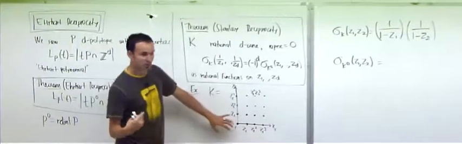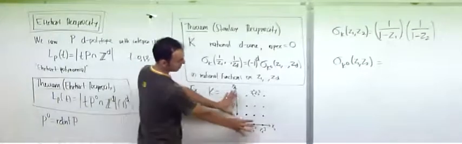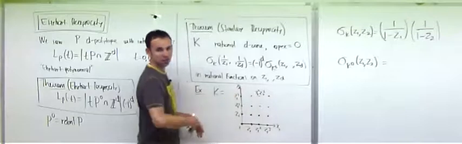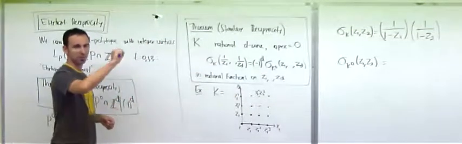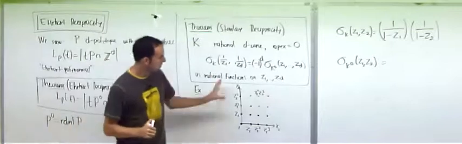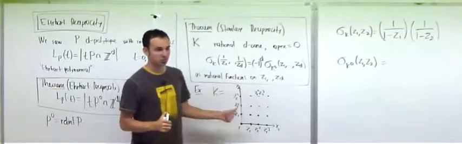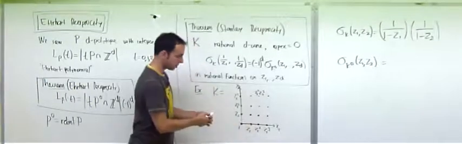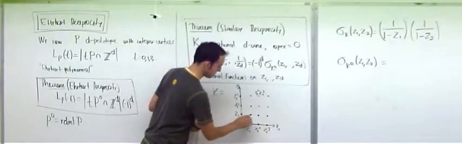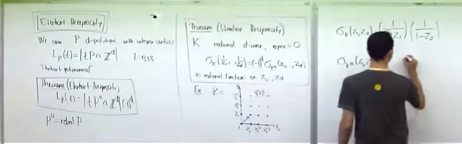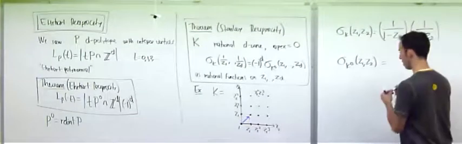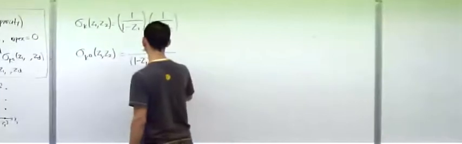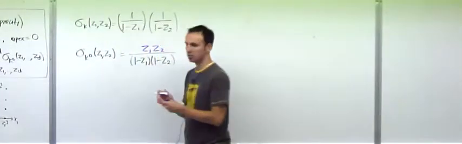So the slicker way of doing it is, if you cover the two axes, then you get exactly the same picture, but shifted up. And we know that shifting up and down is very easy, because we just have to multiply by a monomial. Okay? So if we just take this generating function and multiply by z1 z2, then we're exactly shifting the origin to start here, and we're going to get the right answer. So I just multiply this by z1 z2, and then keep the rest the same. And that's going to give me the right answer.